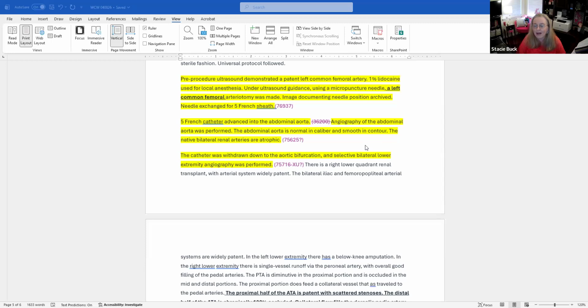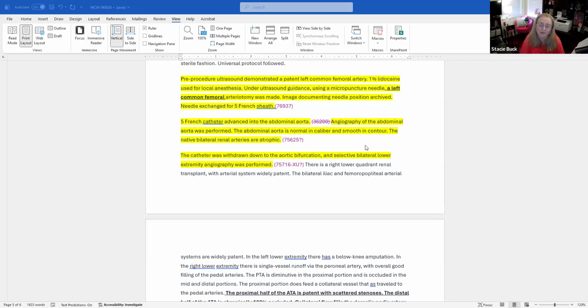So we had the catheter placed high in the abdominal aorta for the first contrast injection for the abdominal aortogram. Then it's pulled down to the aortic bifurcation for a second injection of contrast. And so then that ends up being 75716 if we were assigning the imaging codes. Again, based on the limited documentation I have, I would not be assigning the imaging codes.